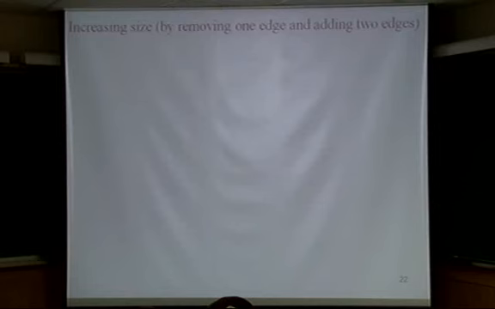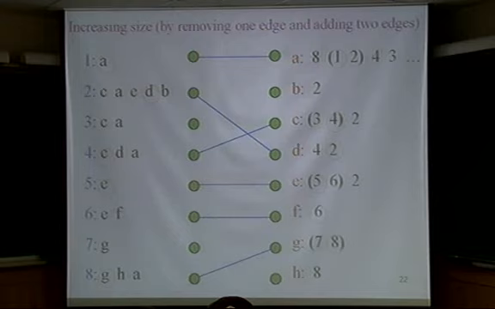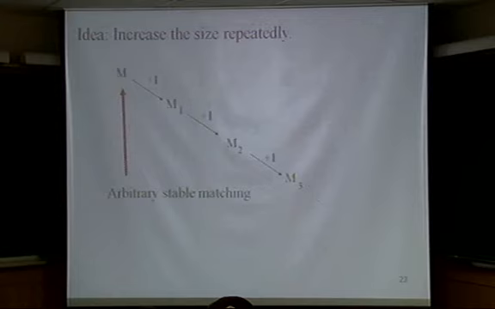So our first idea is to increase the size by a local search type strategy. Just remove one edge and add 2 edges. And if this is stable, we are happy. Just try to remove some edge and add 2 edges, and if this is stable, again, we are happy. Our first attempt is to increase the size, keeping the stability, from an arbitrary stable matching.